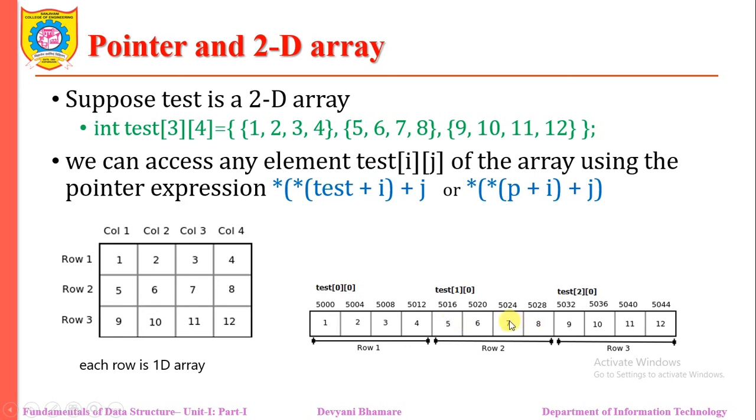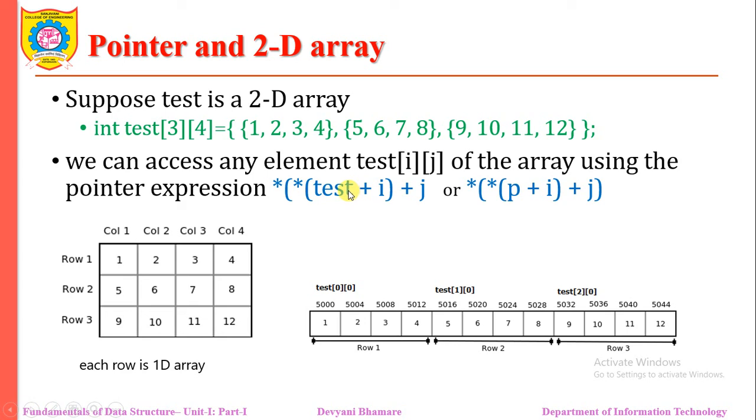Among that, which element do I want? Assume that I want the element at column 2. So we are saying column 0, column 1, column 2. That's why we are saying that this is the value at test plus i plus j, and this bracket should be completed over here. We can use the pointer p.